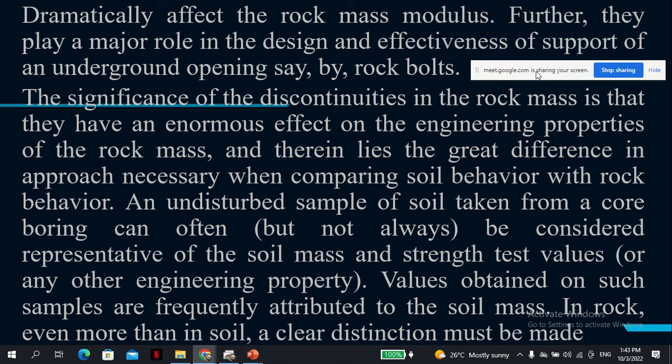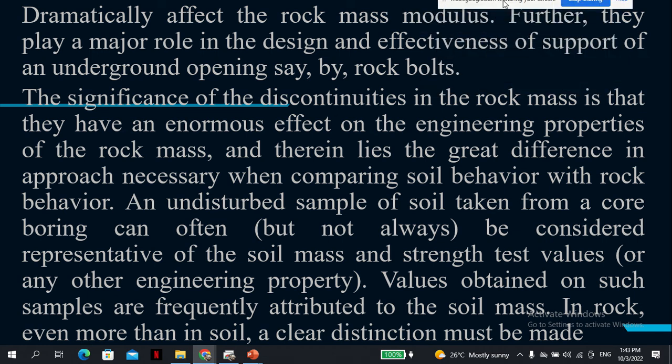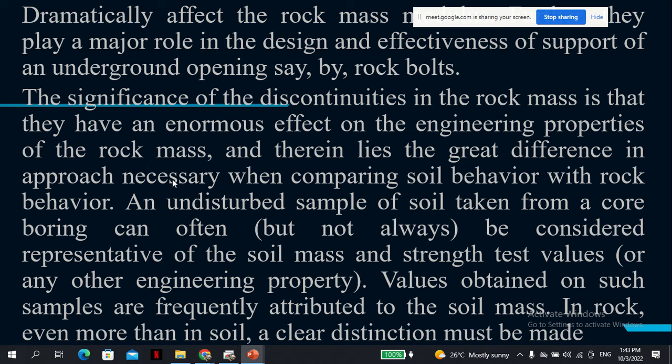Further, they play a major role in the design and effectiveness of support of the underground opening, say by rock bolts. So as part of this course, you are also going to design rock bolts. Because you are anchoring bolts, let me show you here.